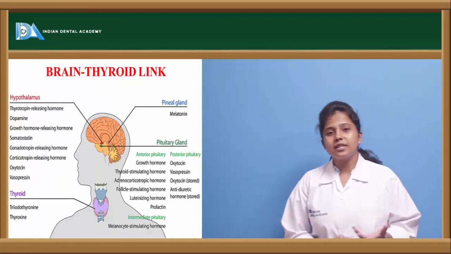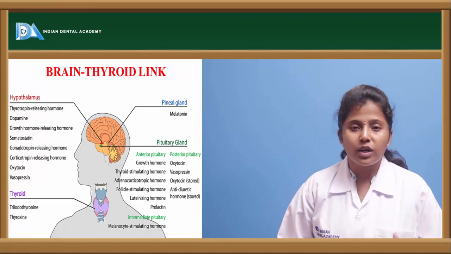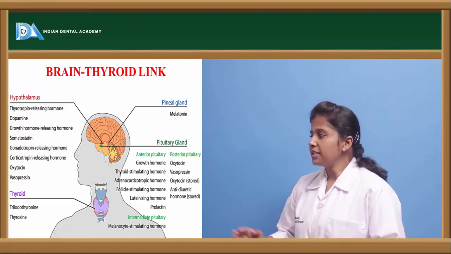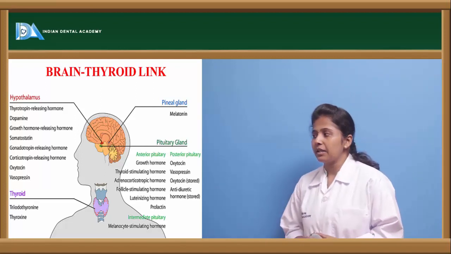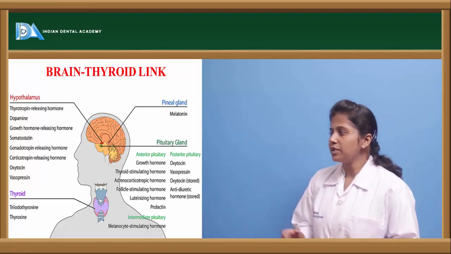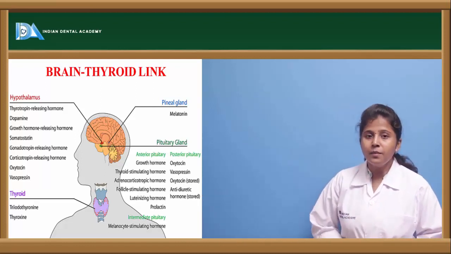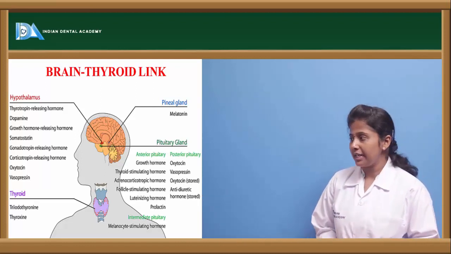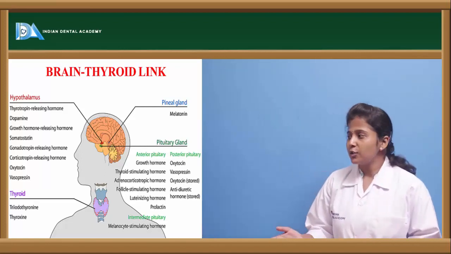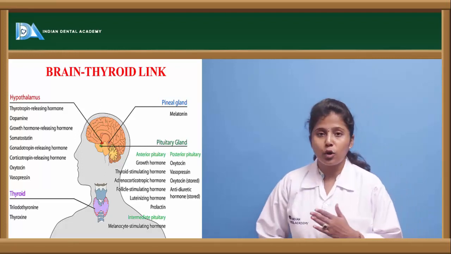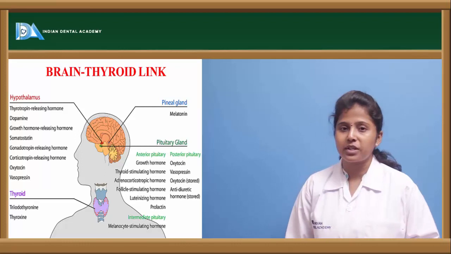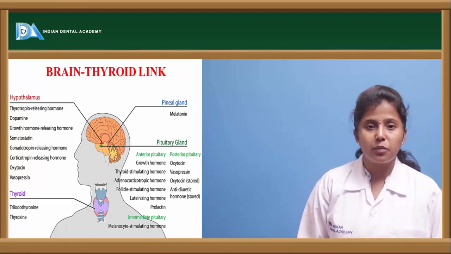So what is the linkage between the brain and thyroid? How are the brain and thyroid connected? If we see from the brain, the hypothalamus secretes hormones like thyrotropin releasing hormone, which aids in the release of thyroid gland secretions, and dopamine, growth hormone releasing hormone, somatostatin, gonadotropin releasing hormone, corticotropin releasing hormone, oxytocin and vasopressin. So these are all the secretions of the hypothalamus.